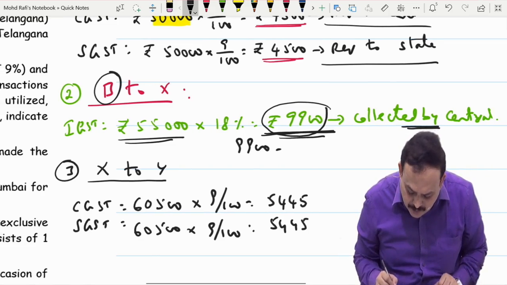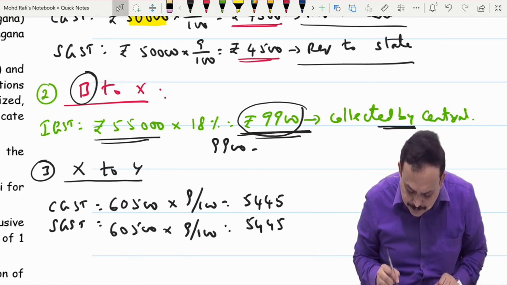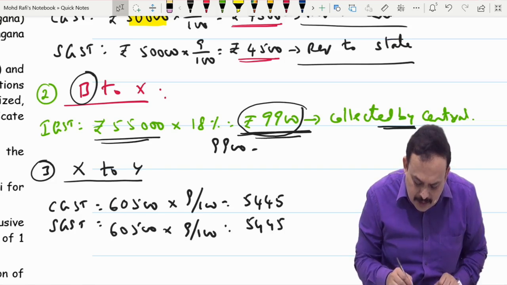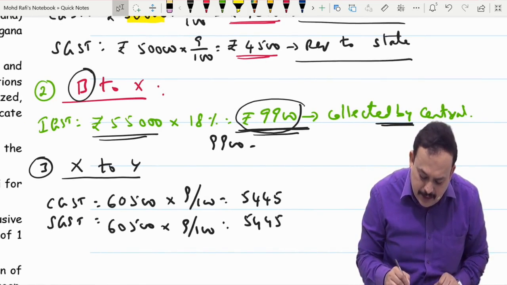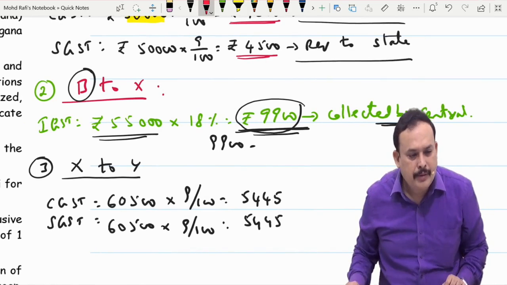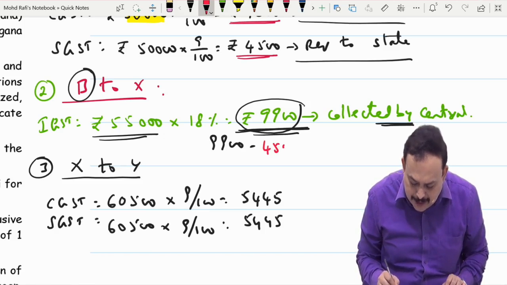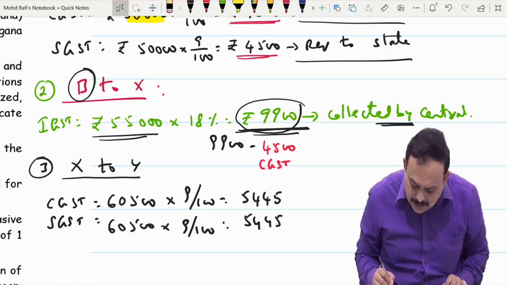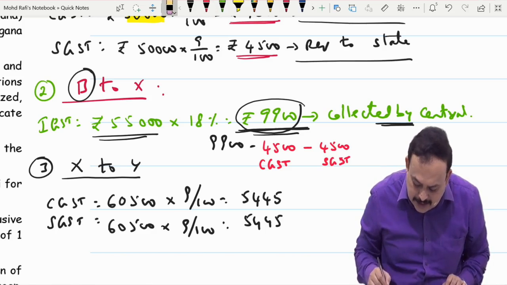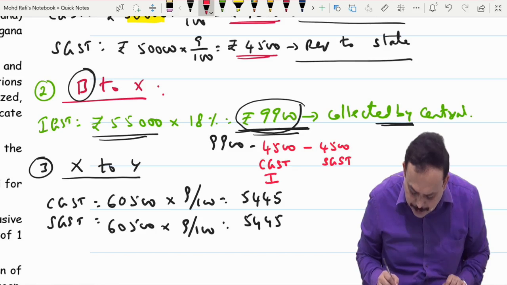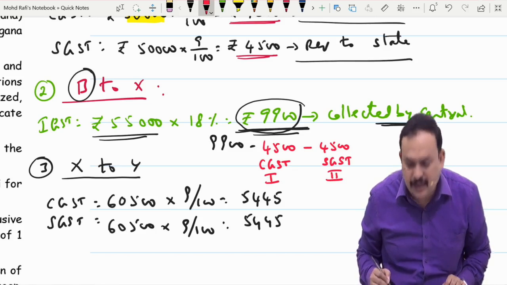4,500 is from CGST. 4,500 from CGST first. Thereafter 4,500 from SGST. Order: first priority, second priority.